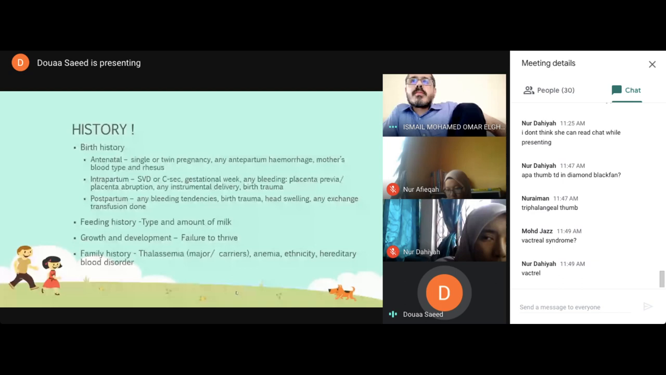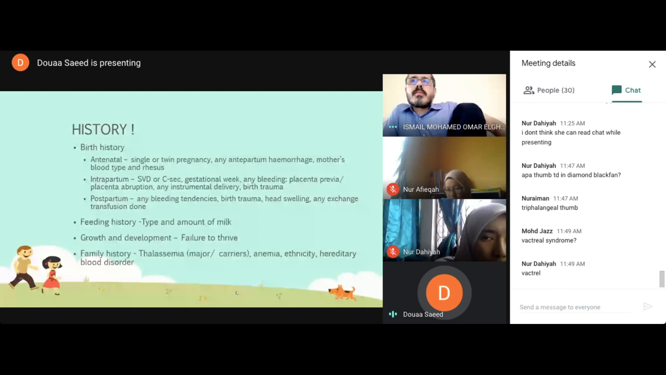What is the gestational week of the baby? Was there any bleeding? Was there any placenta previa or placenta abruption? Or was there any instrumental delivery that can lead to birth trauma? Postpartum, you want to know if there was any bleeding tendencies, birth trauma, any head swelling, any exchange transfusion.